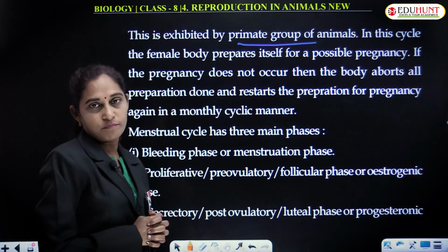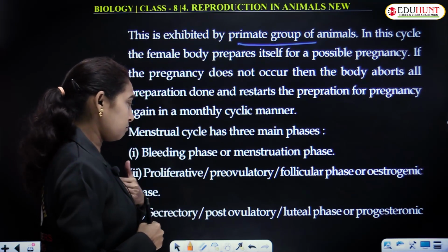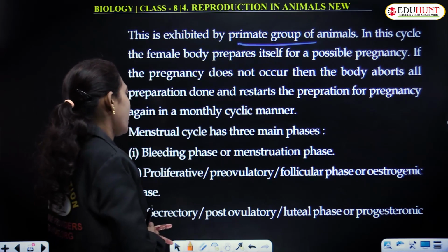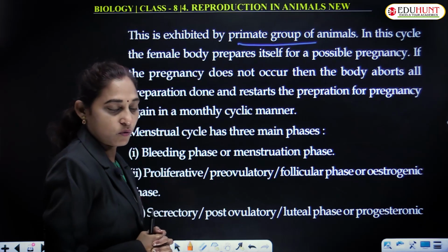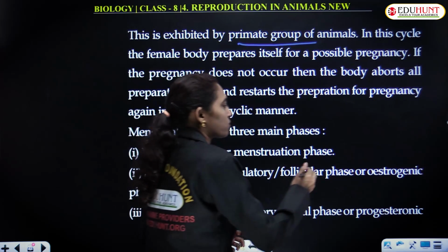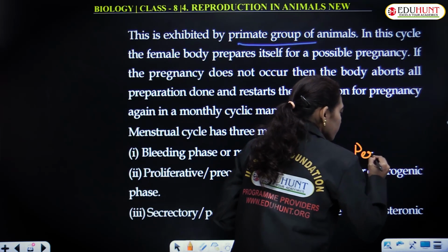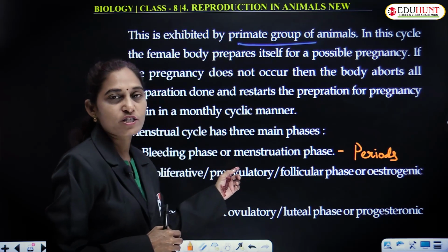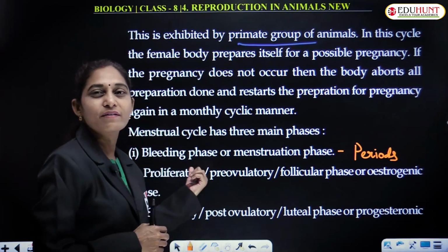Menstrual cycle has, as we have mentioned, 3 main phases. And the first phase of the menstrual cycle is called the periods, 1 to 5th day. That is called the menstruation phase or the bleeding phase.